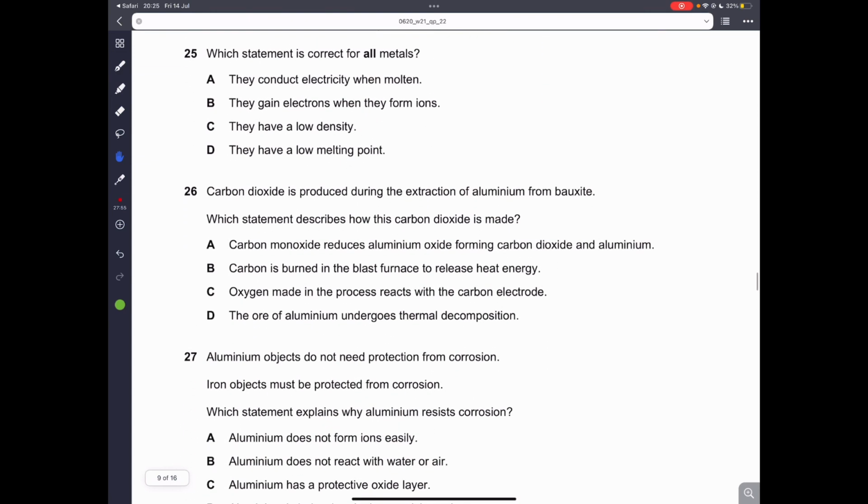Question 25. Which statement is correct for all metals? For all metals, remember, all metals. So they conduct electricity when molten. No, all metals conduct electricity when they are solid. They gain electrons when they form ions. No, they lose electrons. They have high density. They have low melting point. No, they have very high melting point. So the correct answer is only A.